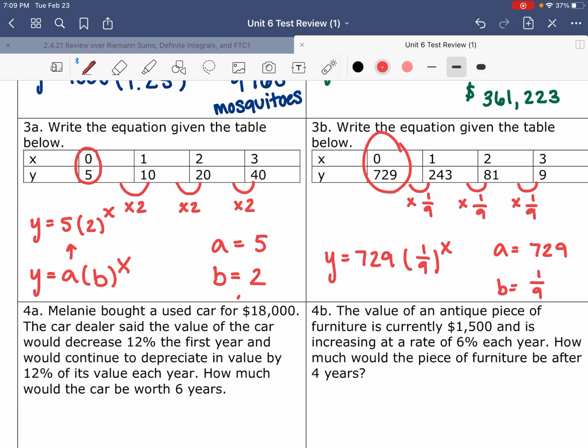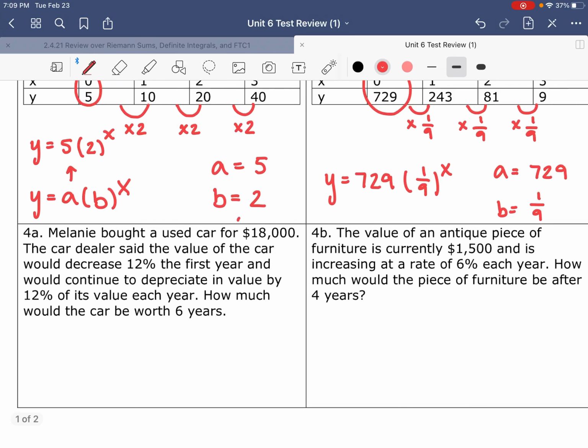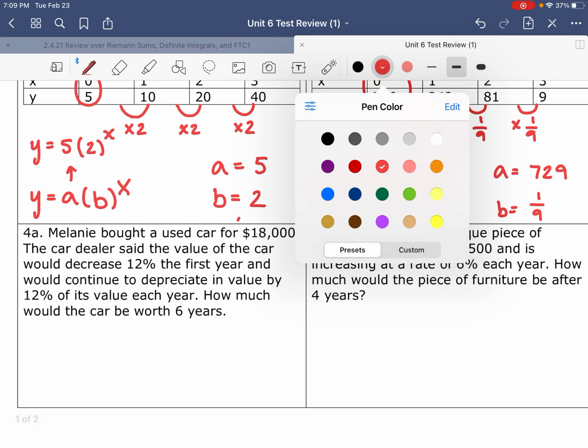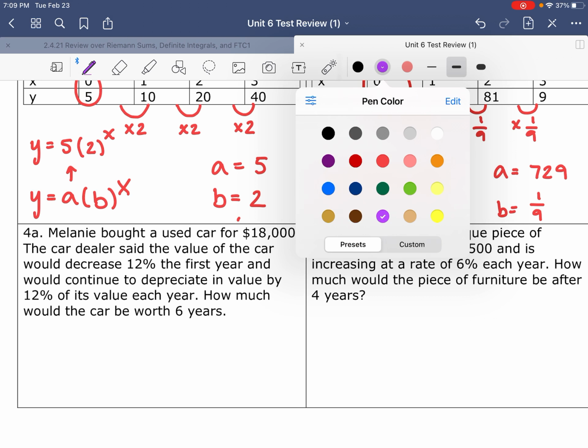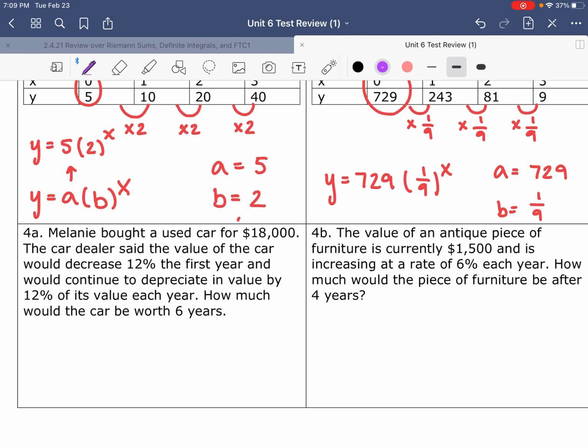All right, moving on to 4. So Melanie bought a used car, and it was for $18,000. The car dealer said the value of the car would decrease 12% for the first year, and it would continue to depreciate in value by 12% each year. How much would the car be worth in 6 years?